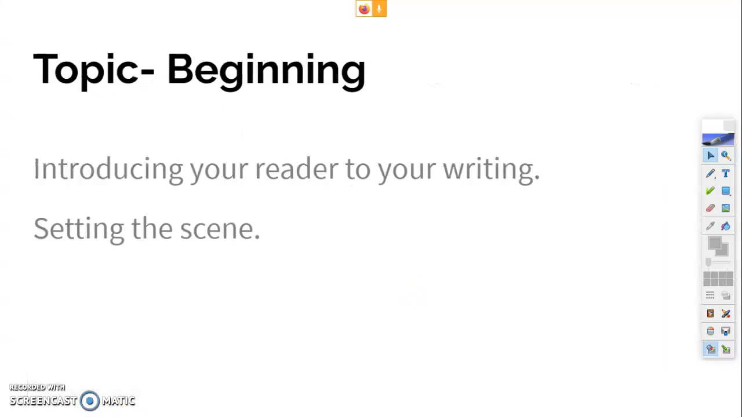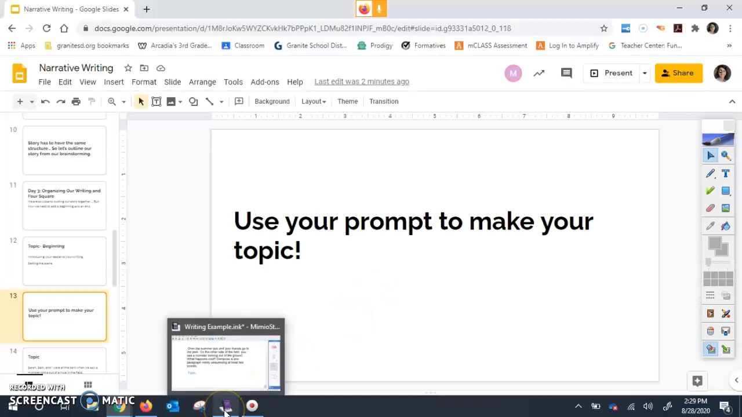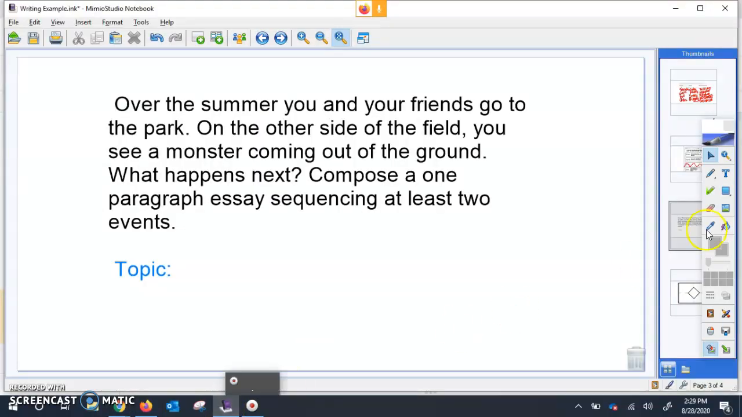So the topic or the beginning is just introducing your reader to your writing or setting the scene. In this case, we're going to use our prompt to help us make our topic. So here's our prompt right here. We've got our example prompt, not the one you're writing about, but an example that we've been working on this whole time. It says, over the summer, you and your friends go to the park. On the other side of the field, you see a monster coming out of the ground. What happens next? Compose a one-paragraph essay sequencing at least two events.